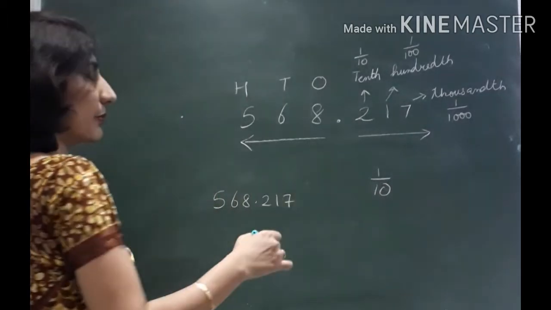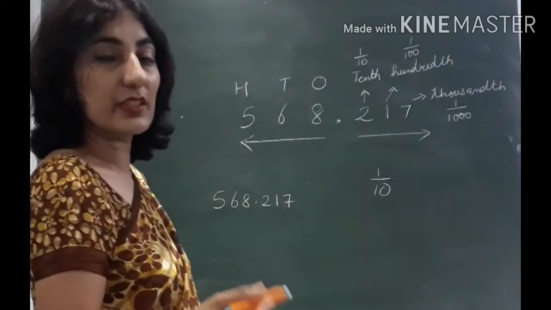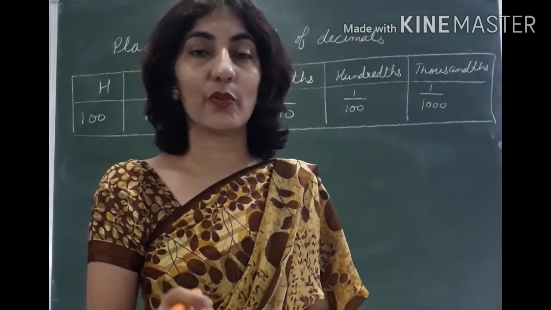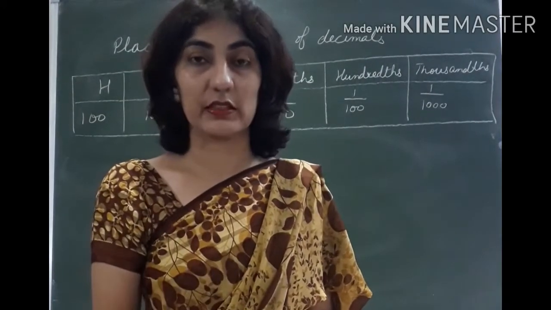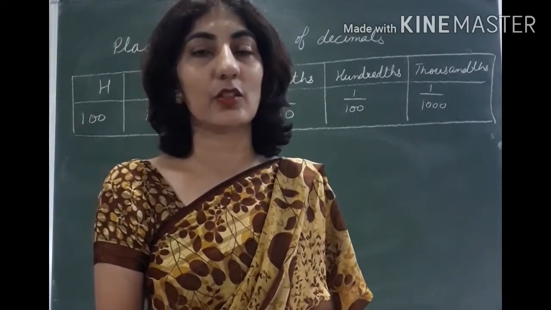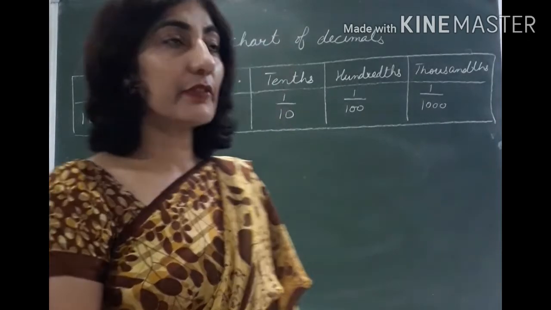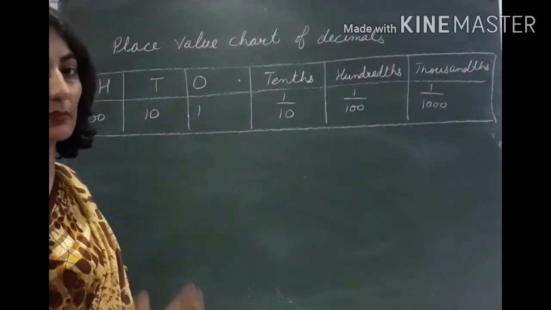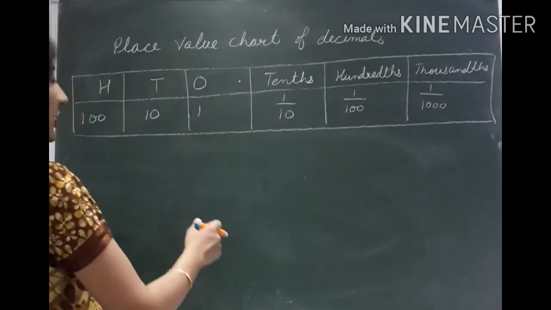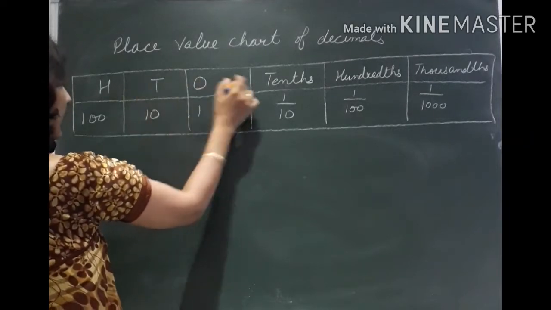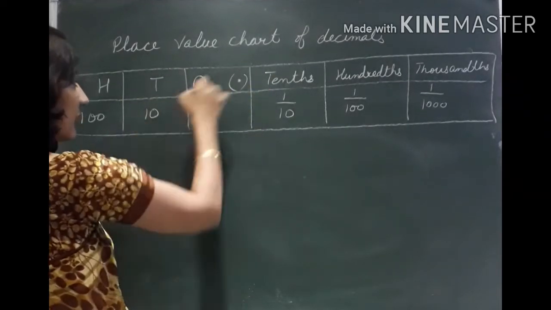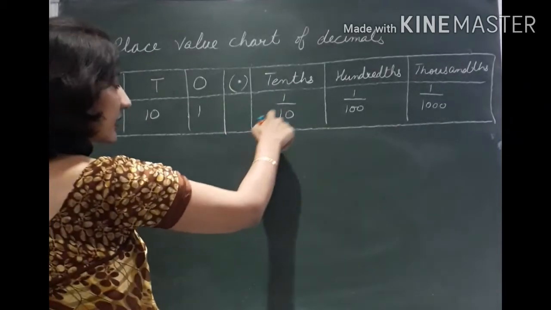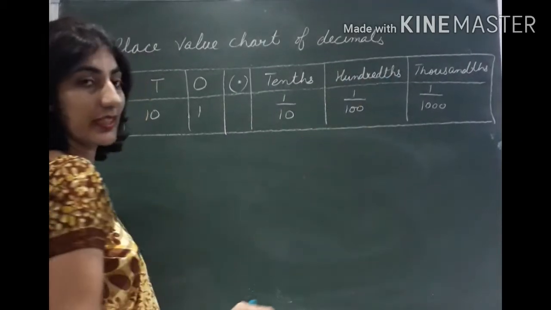Now we will take some numbers and put them in the place value chart. As we observe, when a digit is moved from left to right by one place, its value becomes 1/10 of the previous value. I have drawn here the place value chart of decimals. And now we will put some numbers in this place value chart. You can see here ones, tens, hundreds. In between here there is a decimal point. And then on the right hand side, the first place value will be tenths. After that hundredths, and after that thousandths.